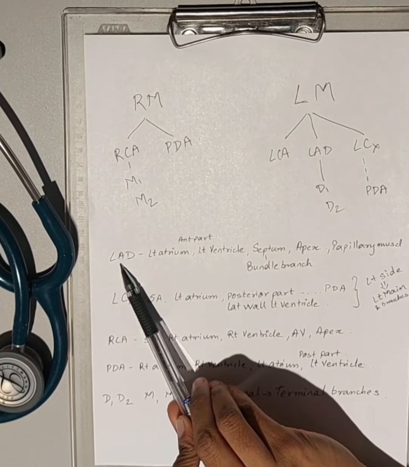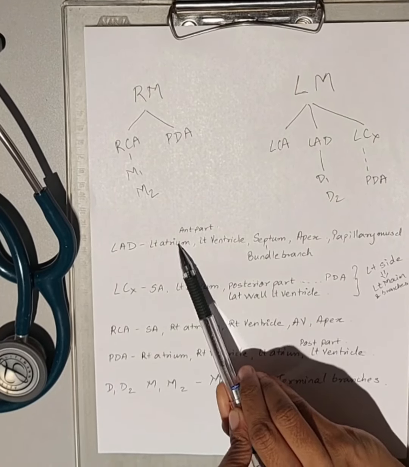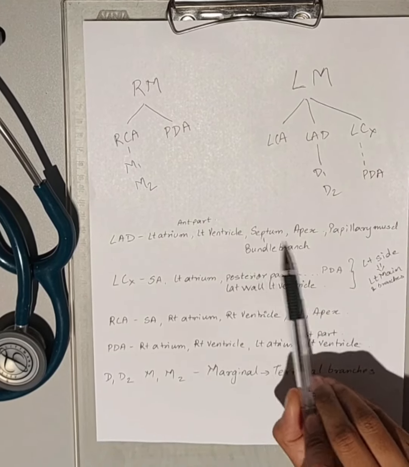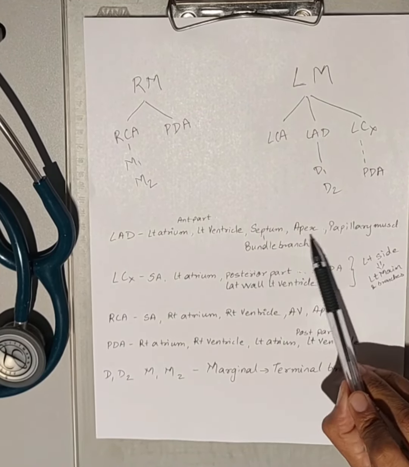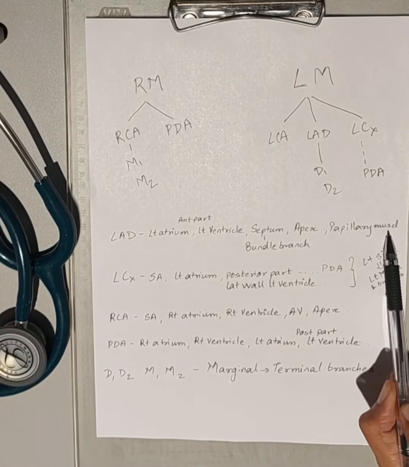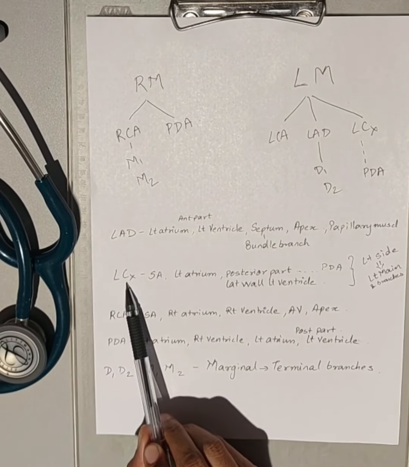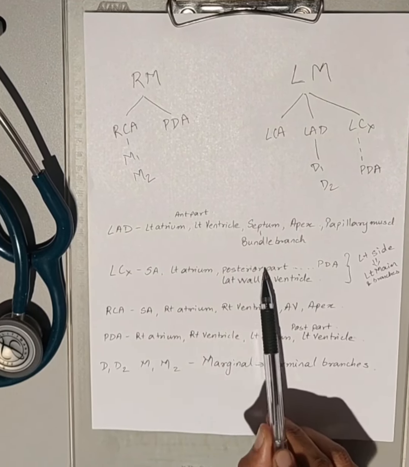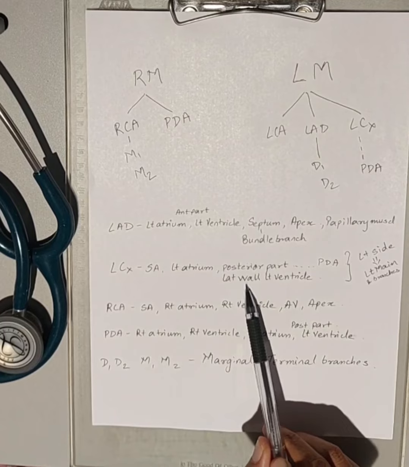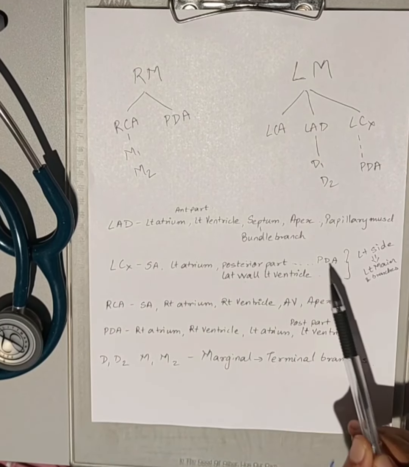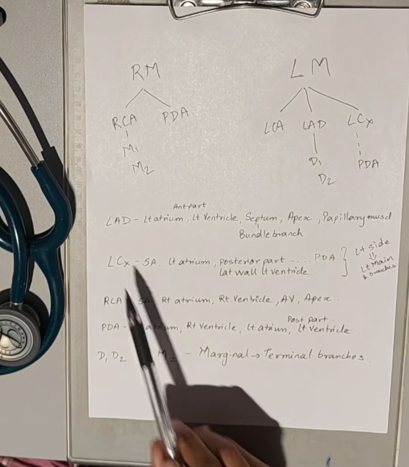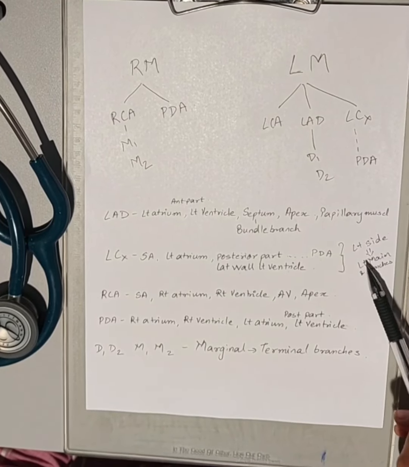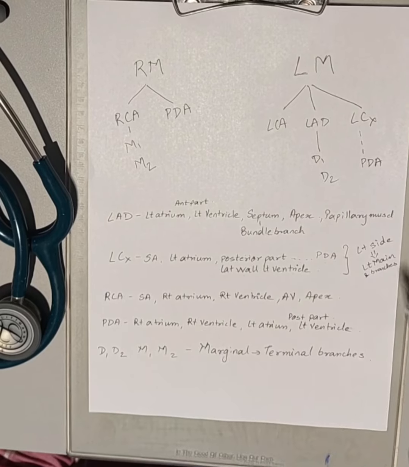So the left anterior descending supplies the anterior part of the left atrium and the left ventricle, the septal branches, which also goes to the bundle branches, the 1/3 part of the apex, and also the papillary muscles. The left circumflex supplies sometimes the sinoatrial node, the left atrium, the posterior part, and the lateral wall of the left ventricle. If the posterior descending artery arises from the left circumflex, then all of the left side of the heart is supplied by the left main artery and its branches.